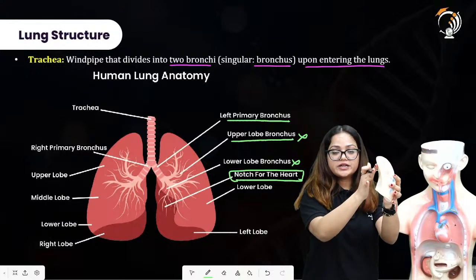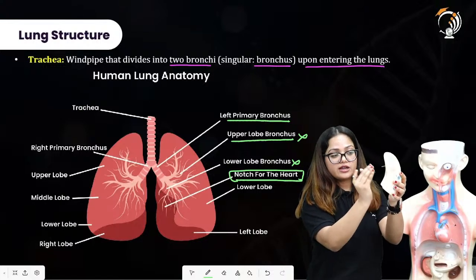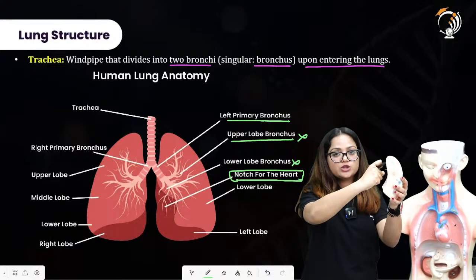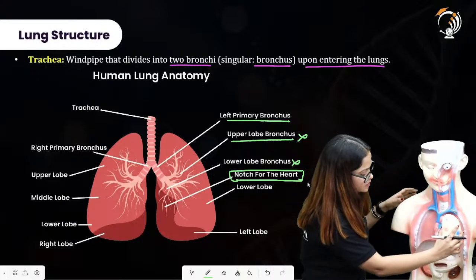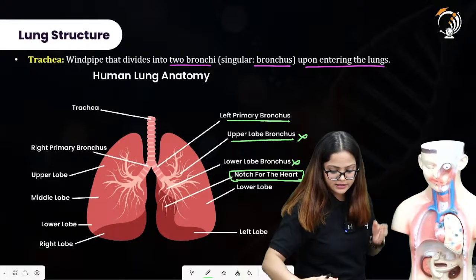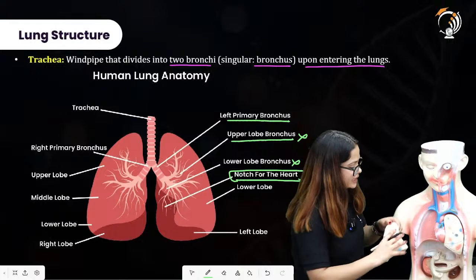So this is the notch we are talking about, because this is the space in which the heart is slightly tilted toward the left lung here. All right. Let us simply place it back.